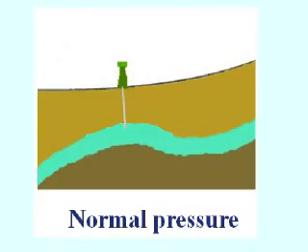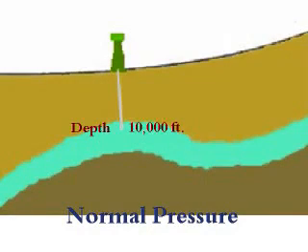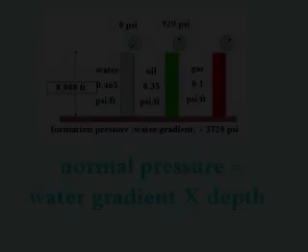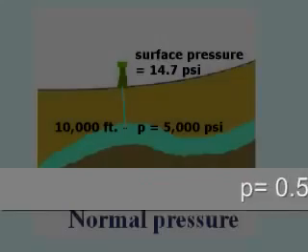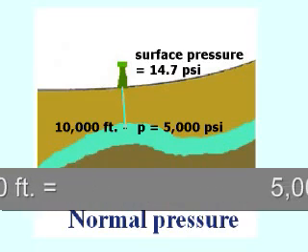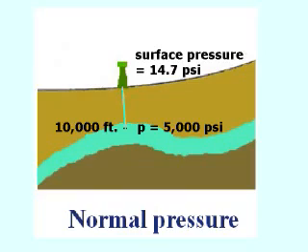In this picture, we've drilled into an anticline structure full of water at a depth of 10,000 feet. The pressure at the surface is 14.7 psi. To calculate the pressure of the water at a depth of a 10,000 foot hole, we use the formula: pressure equals water gradient times depth, or P equals 0.5 psi per foot times 10,000 feet, to calculate that the pressure is 5,000 psi.